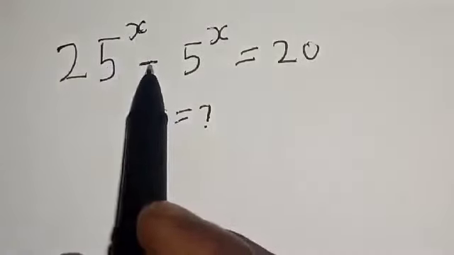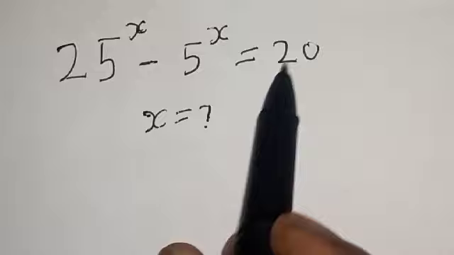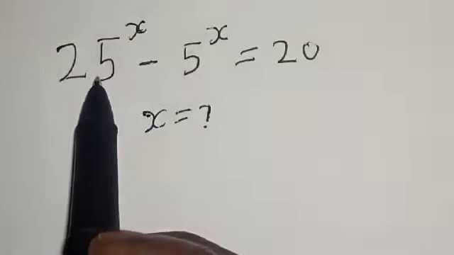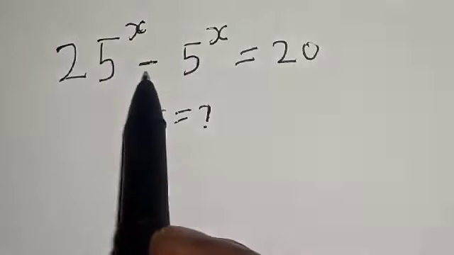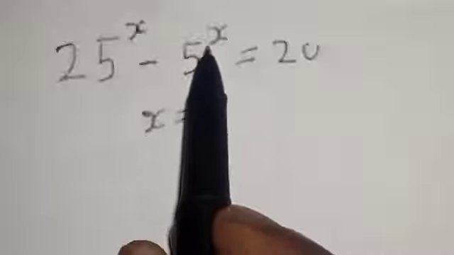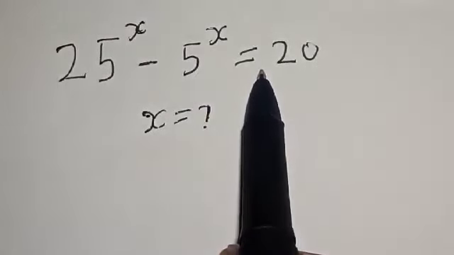25 raised to power x minus 5 raised to power x is equal to 20. What is the value of x? Welcome to my class. In this class, we want to find the value of x from this nice equation: 25 raised to power x minus 5 raised to power x is equal to 20.